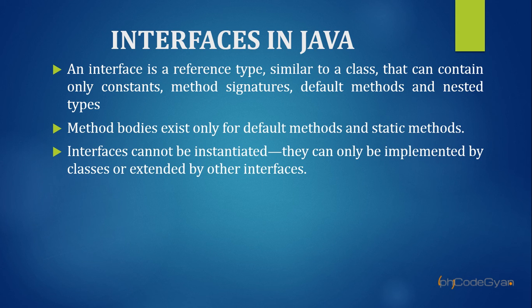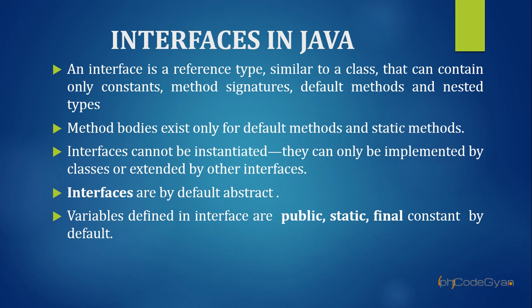Interfaces cannot be instantiated. That is, you cannot create an object of an interface directly. They can only be implemented by classes using the implements keyword or extended by other interfaces using the extends keyword. Interfaces are by default abstract.